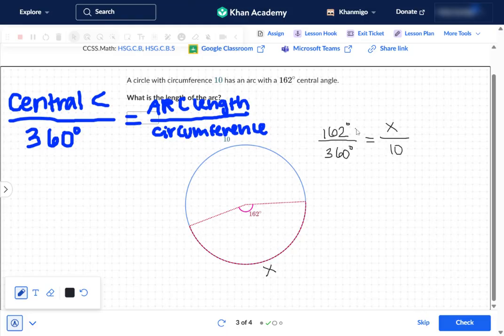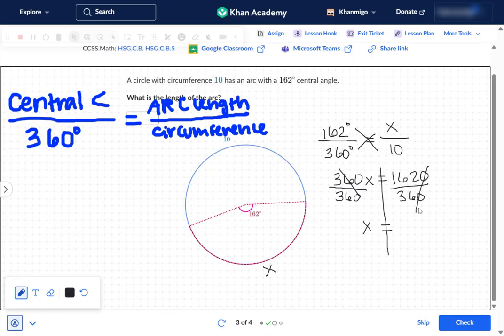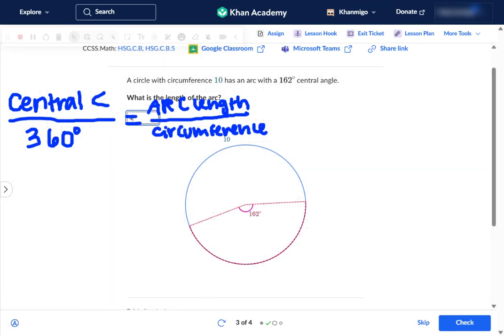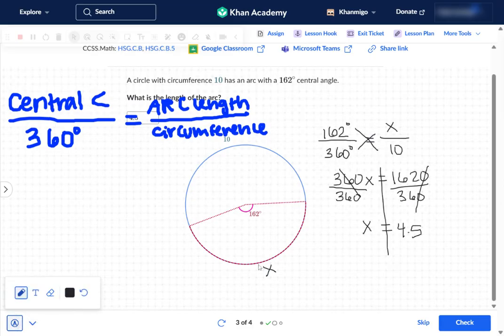To solve for x, we're going to cross multiply. So 360x is equal to 1,620, just adding a 0. We want to get x by itself, so we divide both sides by 360. 162 divided by 36 goes in 4.5 times. We'll go ahead and type that out. 4.5 would be the distance.